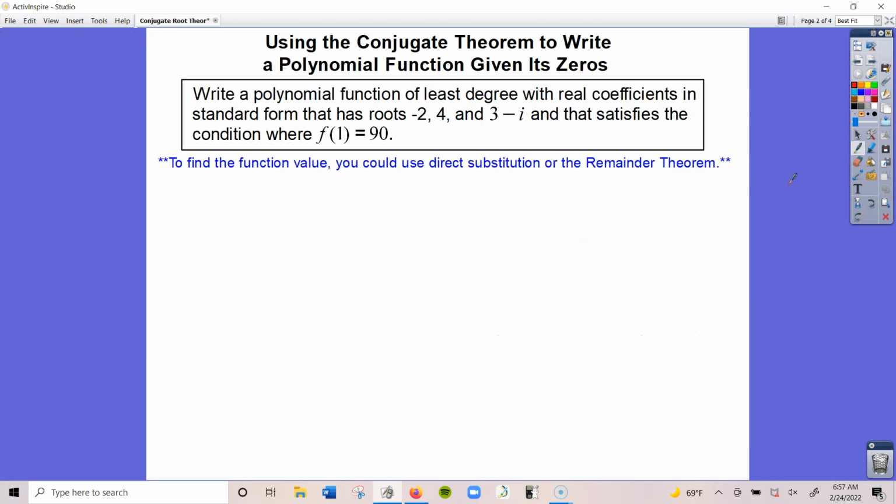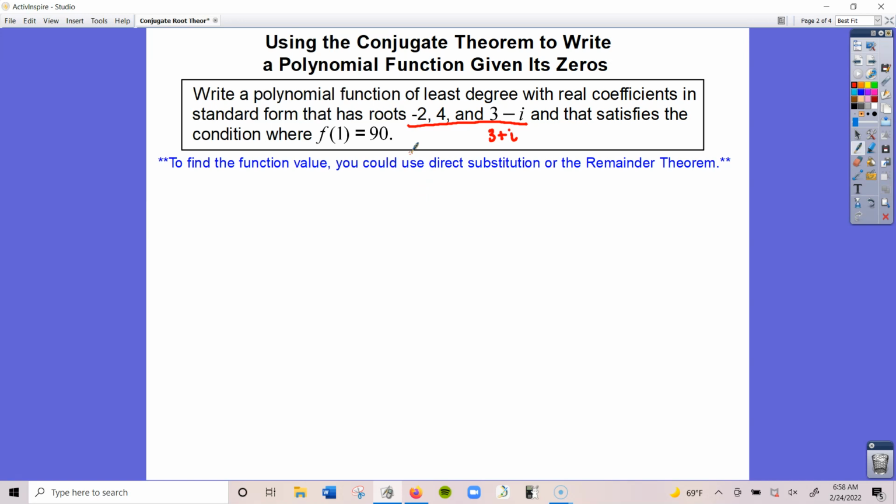First, let's work with the conjugate root theorem. Write a polynomial function of least degree with real coefficients in standard form that has the roots -2, 4, and 3 minus i, and that satisfies the condition where f of 1 is equal to 90. We'll get to this part later, but first of all, we are told that 3 minus i is a root, and even though it's not listed here, because of the conjugate root theorem, we know that 3 plus i must also be a root.